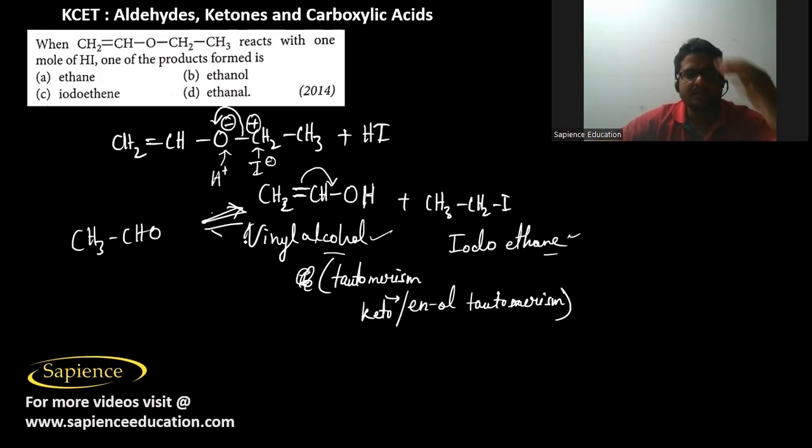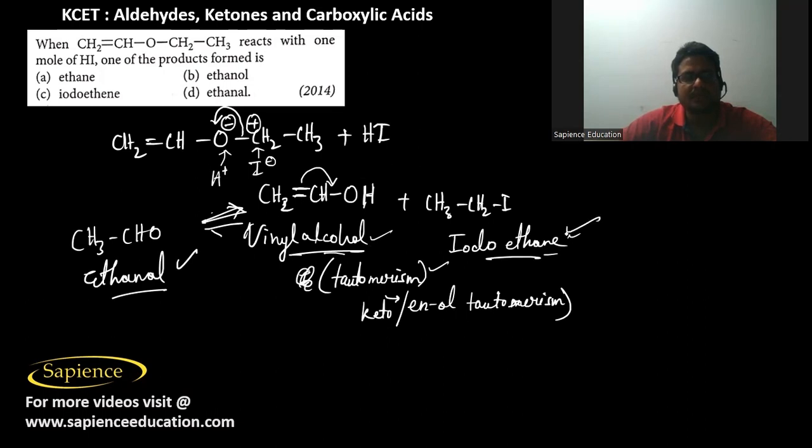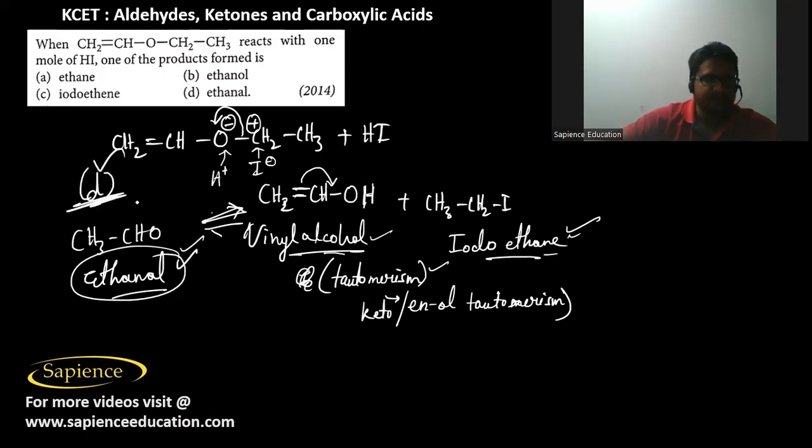So it means that keto-enol tautomerism it can show. So with vinyl alcohol, ethanol will also be formed. So ethanol can be formed, iodoethane can be formed. So ethanol is one of the products that can be formed. So option D is the correct answer.